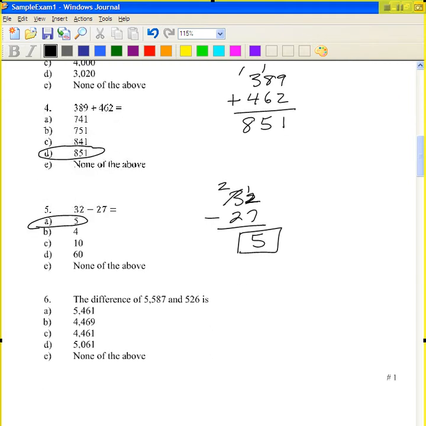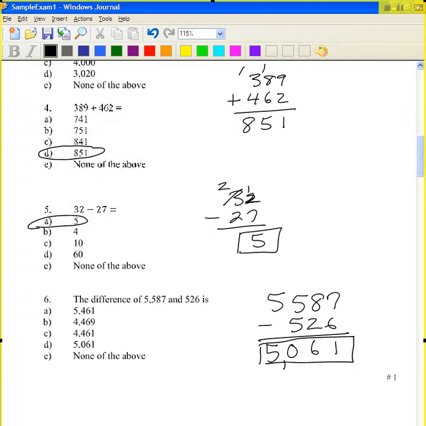Let me do problem number 6. The difference of 5,587 and 526 is 7 minus 6, 1. 8 minus 2, 6. 5 minus 5, 0. 5 minus 0, 5. So 5,061. D.